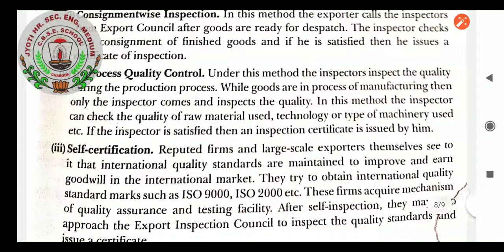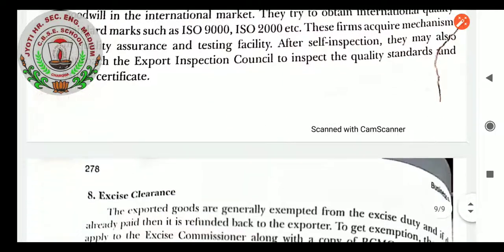Self-certification, student. Reputed firms and large-scale exporters themselves see to it that international quality standards are maintained to improve and earn goodwill in the international market. They try to obtain international quality standards such as ISI mark, ISO 9000, ISO 2000, etc. These firms acquire mechanism of quality assurance and self-testing facility. After self-inspection, they may also approach the export inspection council to inspect the quality standards and issue a certificate.